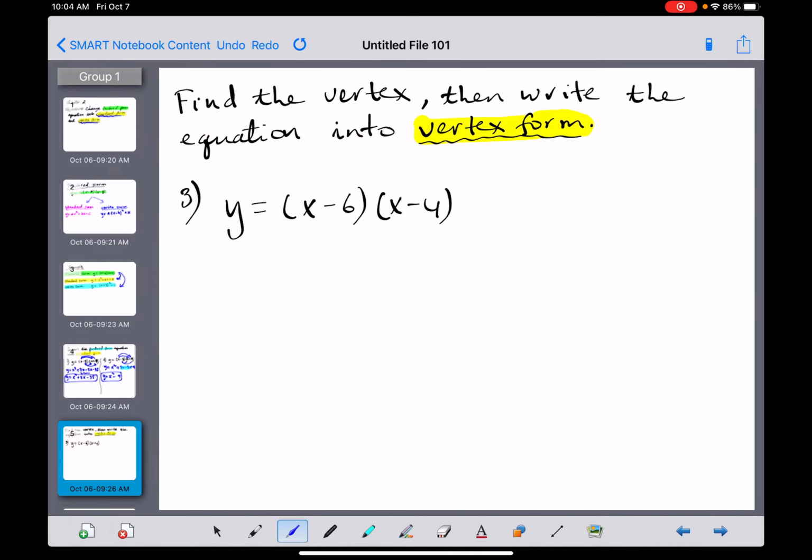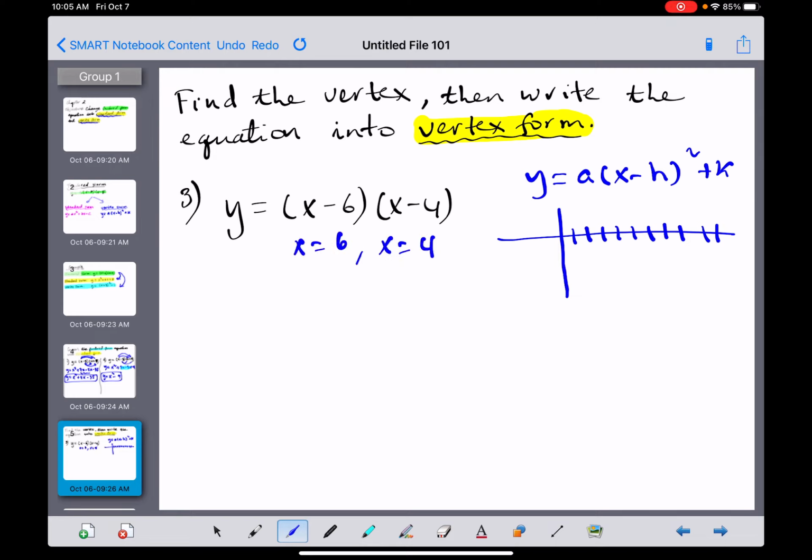Okay, for these ones right here, we're going to convert the factor form into vertex form. So that means our equation looks something like this. So step one, we're going to find the vertex, and we learned how to find the vertex when we learned how to graph these types of problems. So to find the vertex, we plot these two x-intercepts, right? And then we're not going to graph, okay? I'm just going to show you how to find the vertex first. So this is x equal to 6 and x equal to 4. So 4 is right here, 6 right here. So that means our axis of symmetry is x equal to 5. And so that's how we learned how to find the vertex.